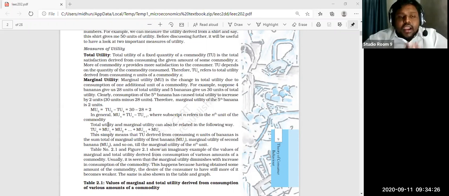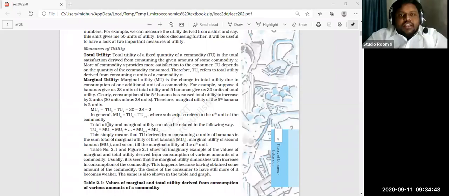Something related with the diminishing marginal utility. If you are observing carefully, we are able to find that marginal utility always will diminish, always will reduce. So in the case of the bananas here, we can see 4 bananas altogether give us 28 units of satisfaction.